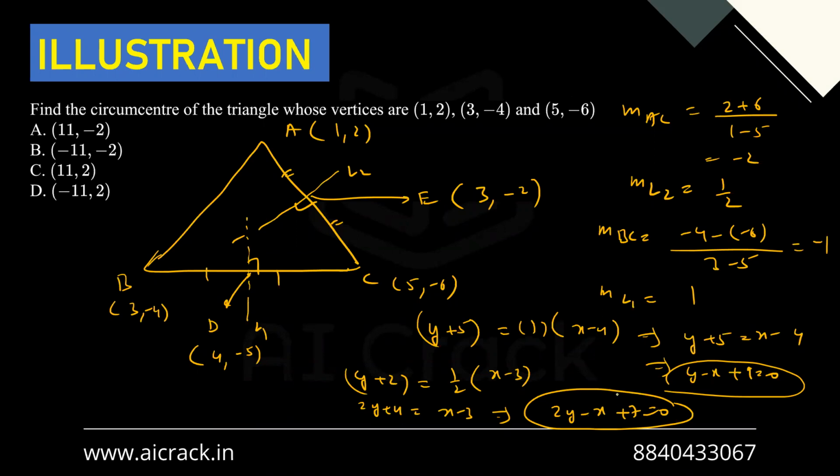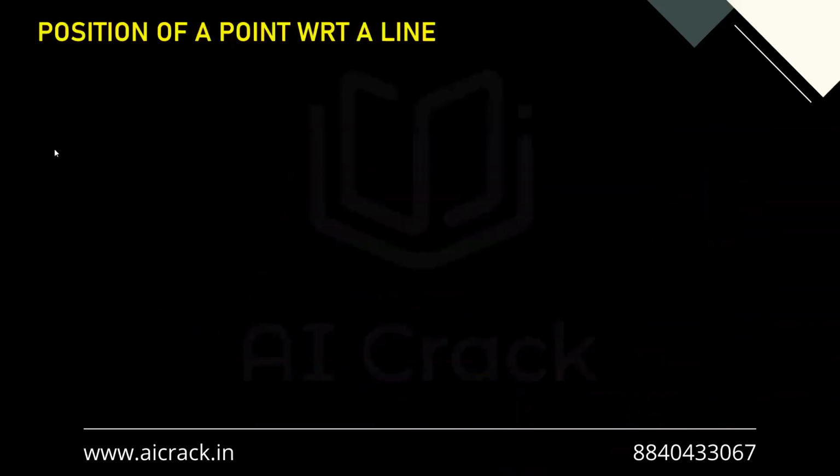So let's say this is 1, this is 2. If I subtract 2 from 1, I'll be getting y minus 2 equals to 0. So y equals to 2. And if you put this value over here, you'll be getting x equals to 11. So C is the correct answer.